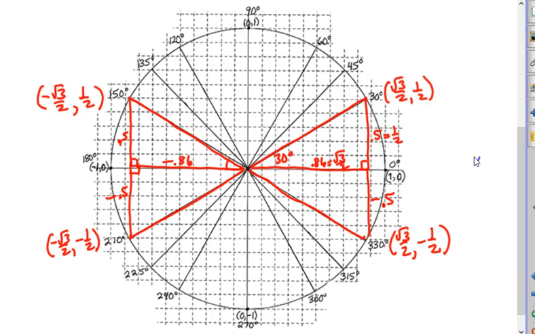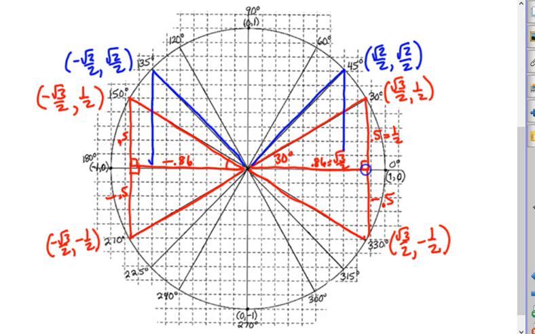So let's look now at 45 degrees. Remember that this was square root of 2 over 2 and square root of 2 over 2, which are 0.71. So this is square root of 2 over 2, square root of 2 over 2. If we look at the other 45-degree angles, we're going to have the same numbers but different signs. So this is negative square root of 2 over 2 and positive square root of 2 over 2.